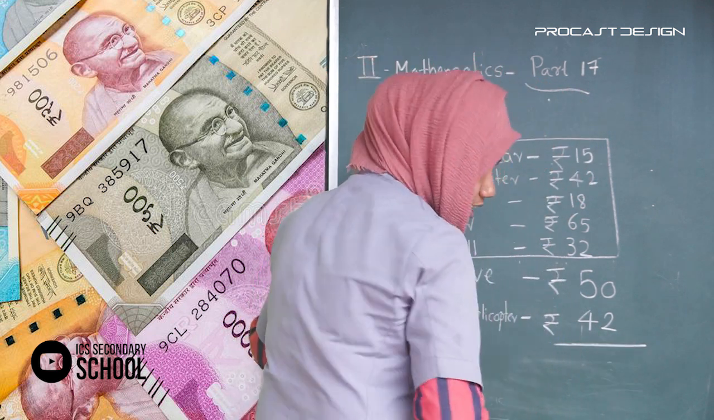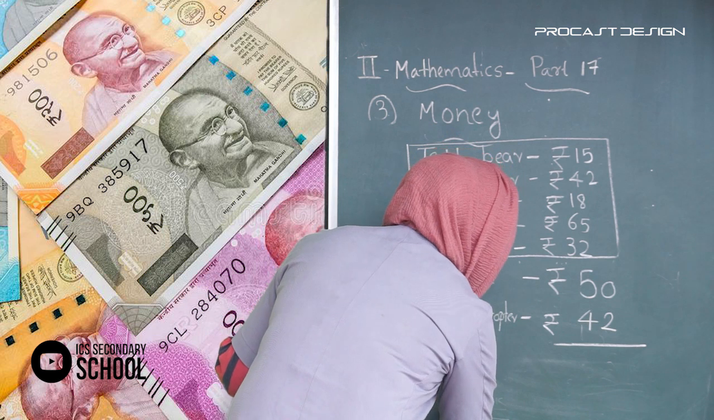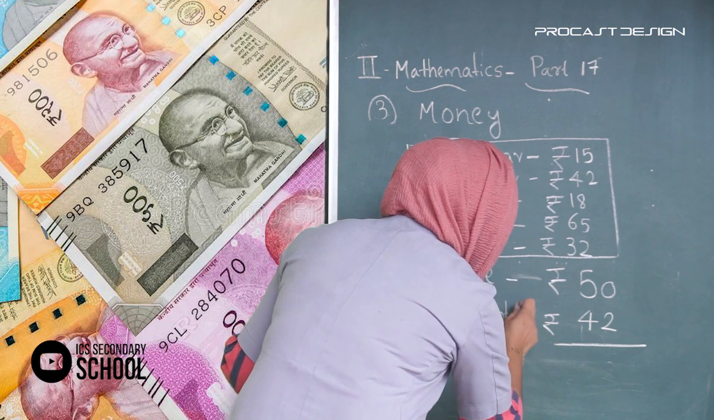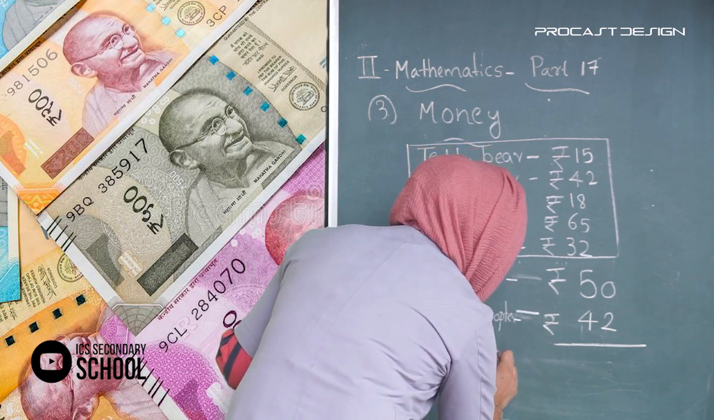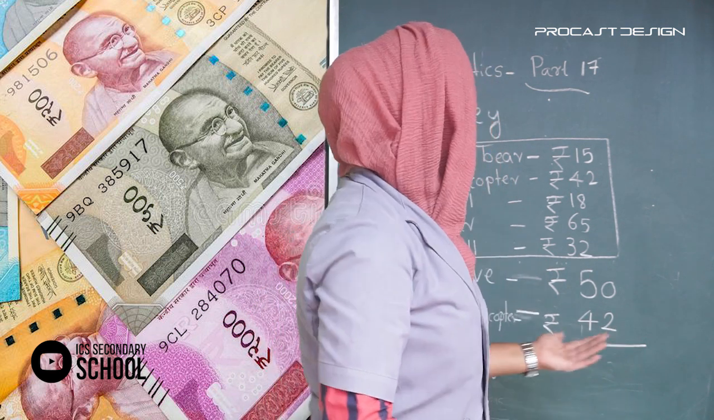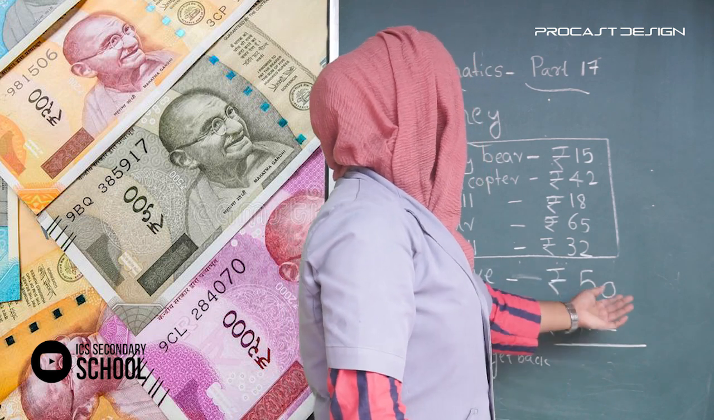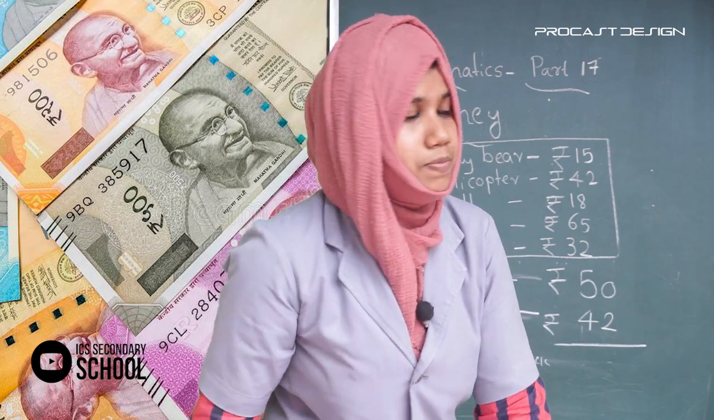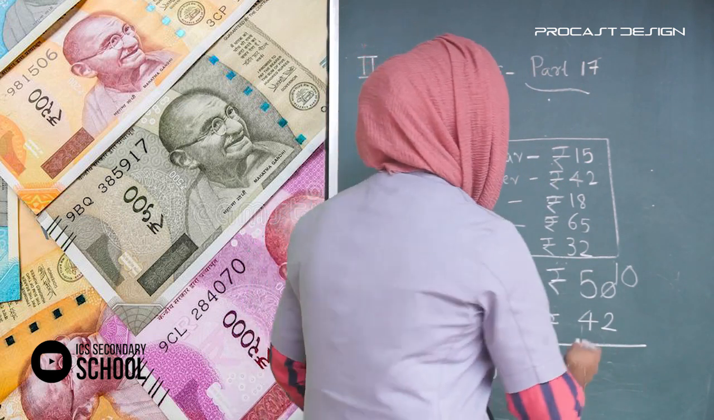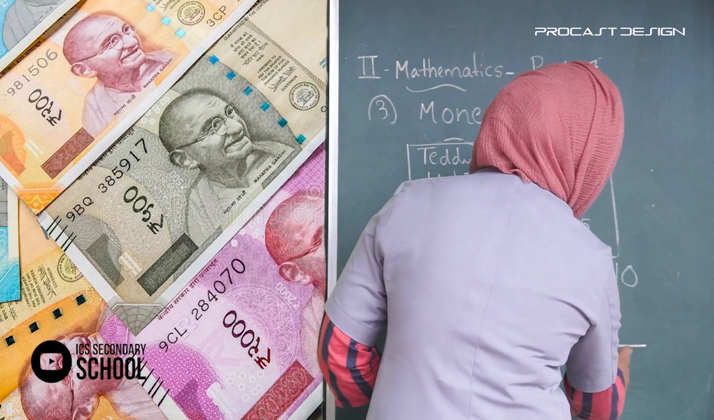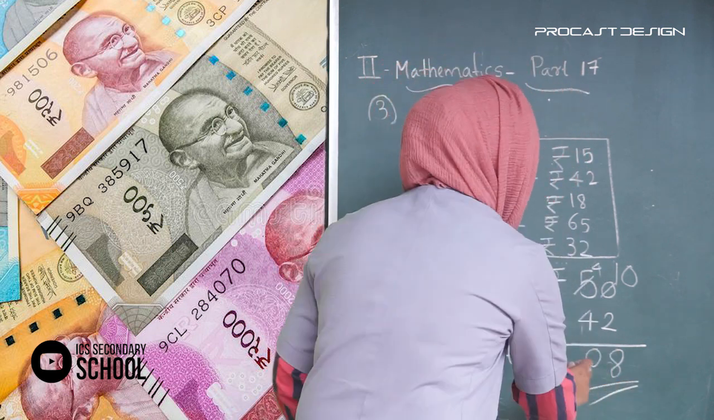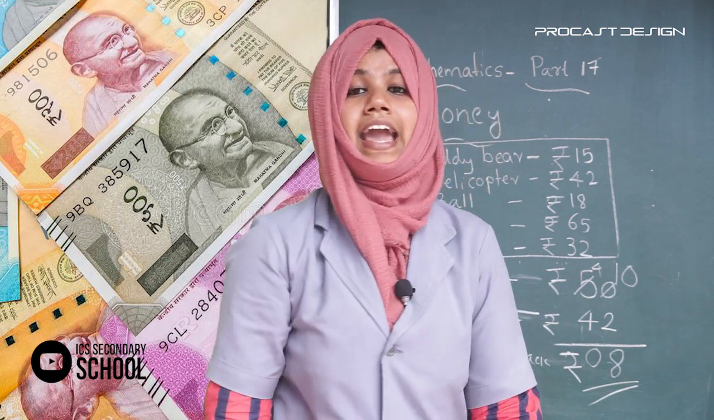So I will get back, that means 50 minus 42. Okay, so here we cannot subtract 2 from 0. So we borrow 1 from here, so 10. 10 minus 2 is 8. And 4 minus 4 is 0. So I will get back 8 rupees.